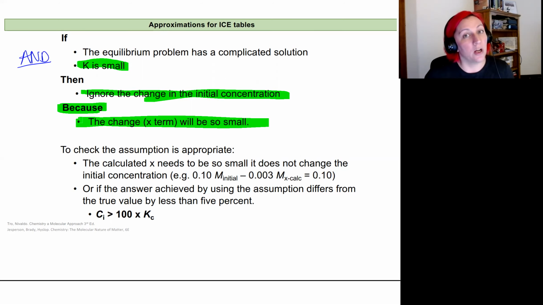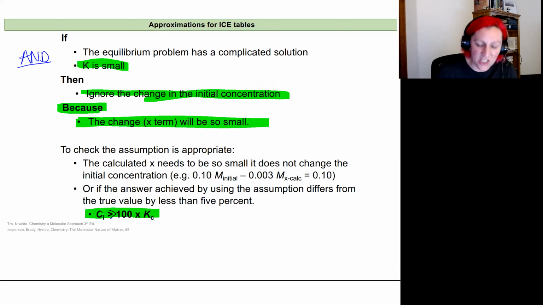Now, you are going to be staring at problems a lot going like, can I approximate? Can I approximate? Can I approximate? And you're going to want to do it all the time. So you're only going to do it if, like the bare minimum is that the initial concentration you start with needs to be significantly larger than 100 times the equilibrium constant.